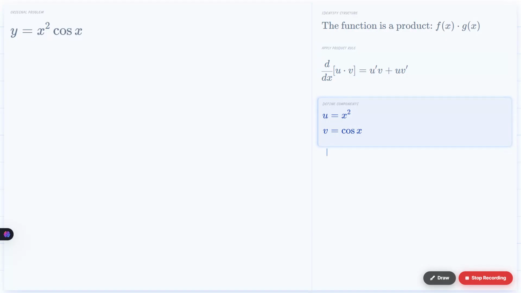We let u be x squared and v be cosine x. We do this to name each part clearly. Naming the parts helps us use the formula correctly.